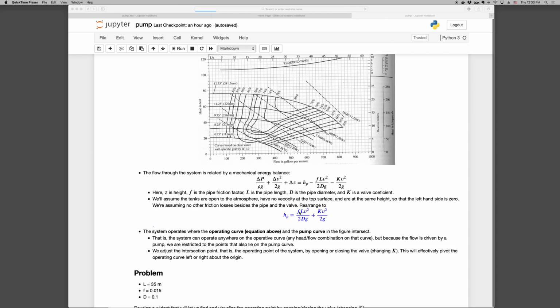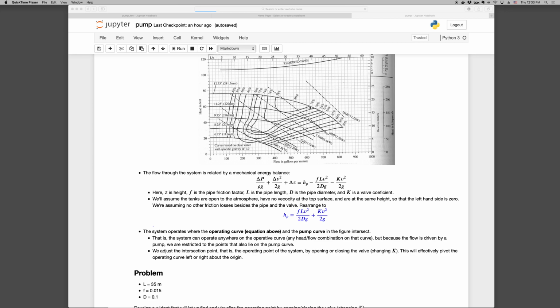So what we have then is that the system itself will operate where the operating curve, this equation, balances the H versus flow rate from the pump itself. That is, the system can operate anywhere on this blue operating curve, but because the flow is driven by a pump, we're restricted to points that also lie on the pump curve. So the actual operation point will happen where it intersects the pump line. So our goal is to find the operating point where the operating curve and the pump curve intersect.